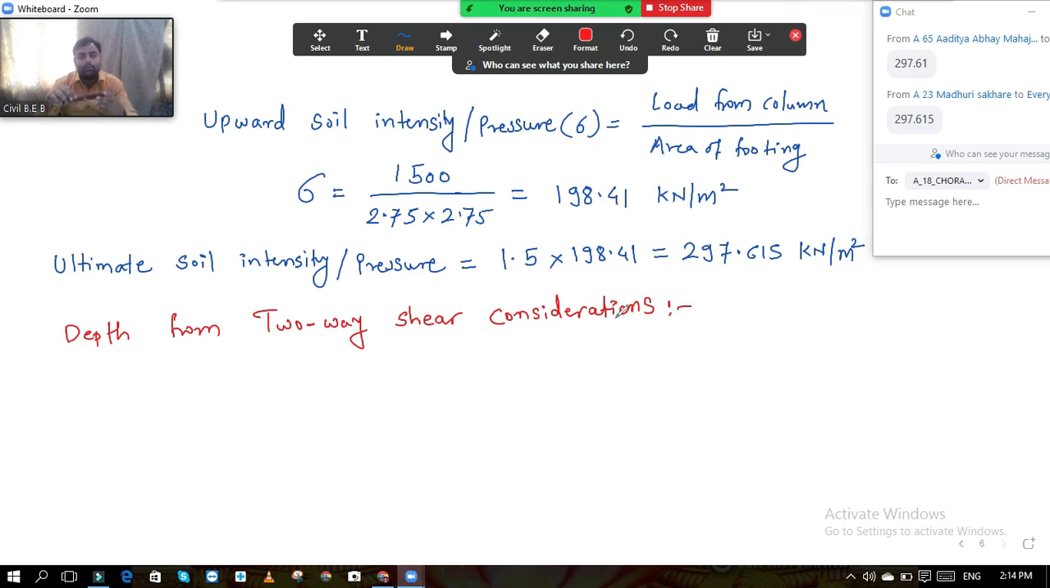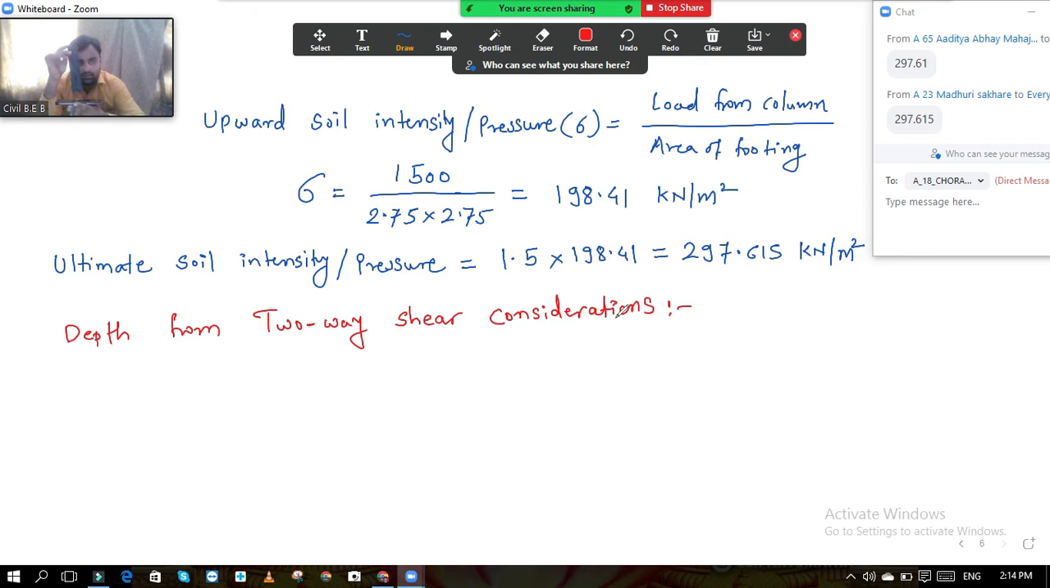Okay. Now when you put this and the load comes from the column, upward soil pressure gets generated on this footing through the soil, and that is 297.615. These values we have calculated. But now in practice, what is happening? Suppose this is the column, and this is the footing. Now think about this column footing.